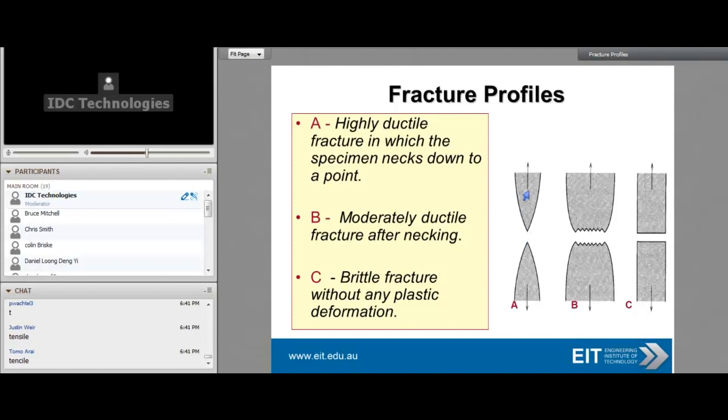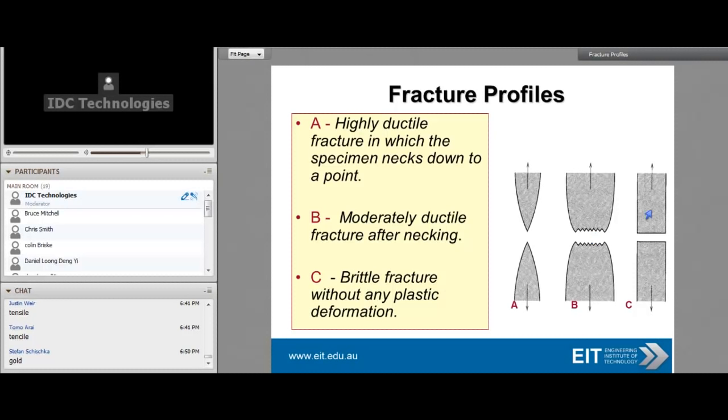This is indicative of a very highly ductile material, something like copper or aluminium. Here, we see there's been a definite reduction in the size of the sample up to the point of fracture. And at the point of fracture, we can see this sawtooth pattern where the samples are torn apart from each other. So this is what we call a moderately ductile fracture. You'd see that in some stainless steels, for example.